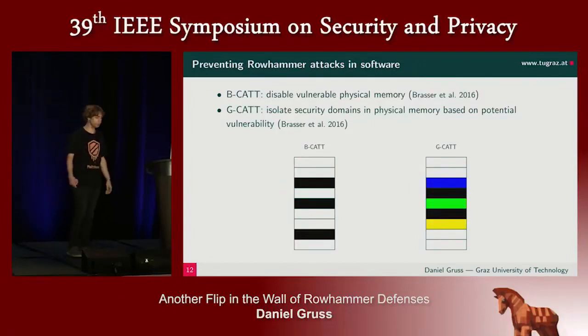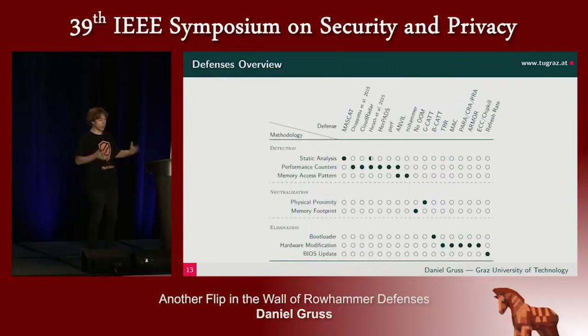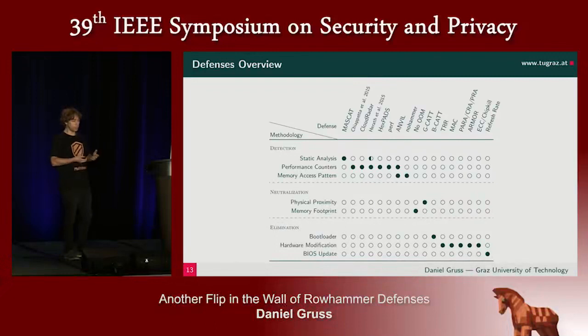So if we put all of that together in a table, we see that we have a lot of defenses that use performance counters. We have a lot of hardware modifications. I didn't discuss them, and we will also not focus on them because most of them are not applied yet on current systems. And a few other static analyzers, physical proximity, memory footprint. So also the memory access pattern plays a role here.